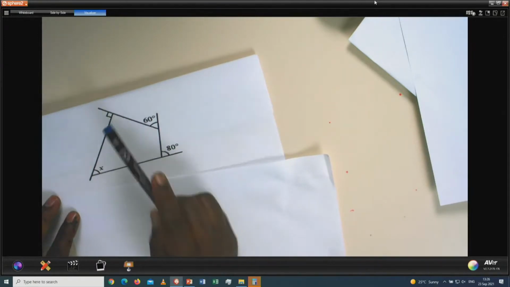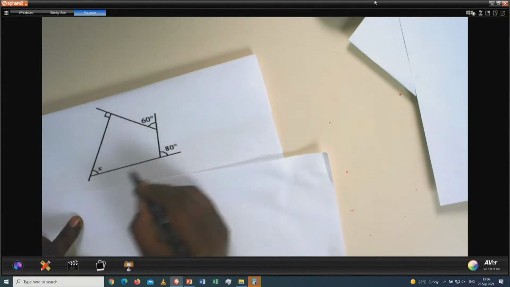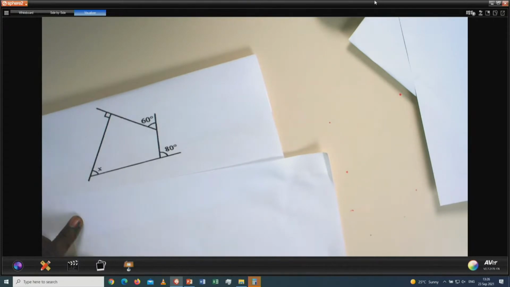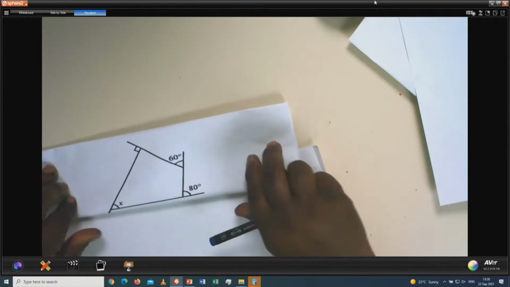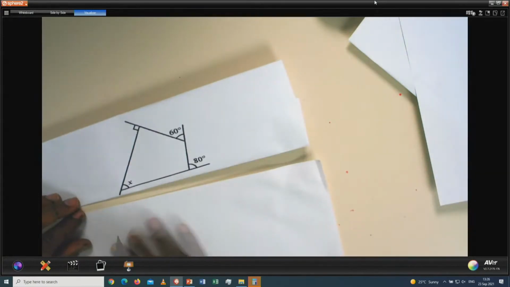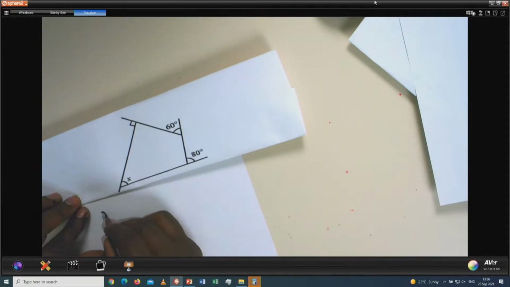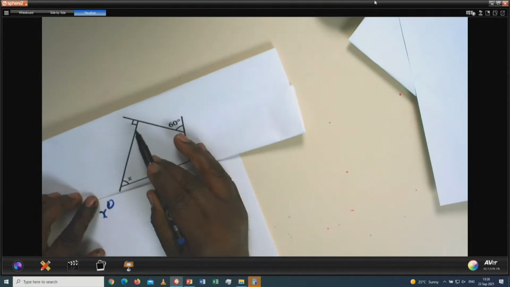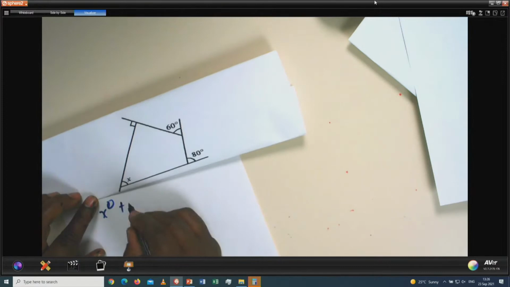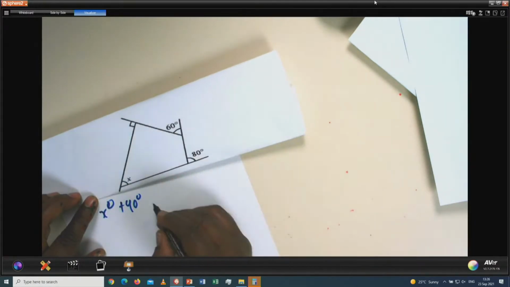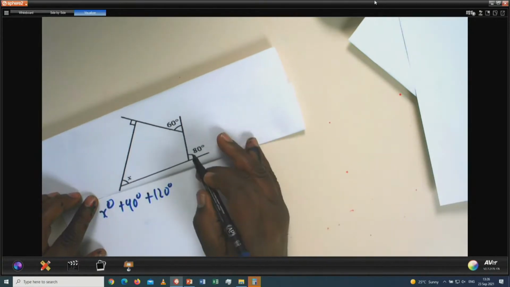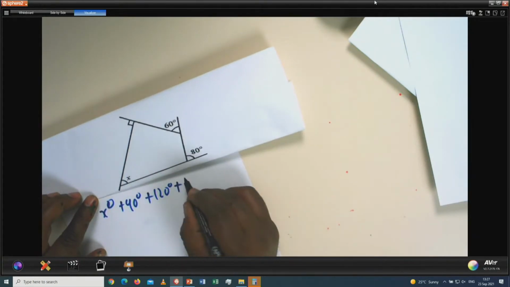That one is 90. Therefore, what is the relationship? X is in the quadrilateral, therefore I'm going to deal with the quadrilateral. X degrees is within the quadrilateral, therefore I must explain it within the quadrilateral. If that one is 90, this one is 90, angles on a straight line. If this one is 50, that one should be 120, angles on a straight line. If this one is 80, that one should be 100, angles on a straight line.